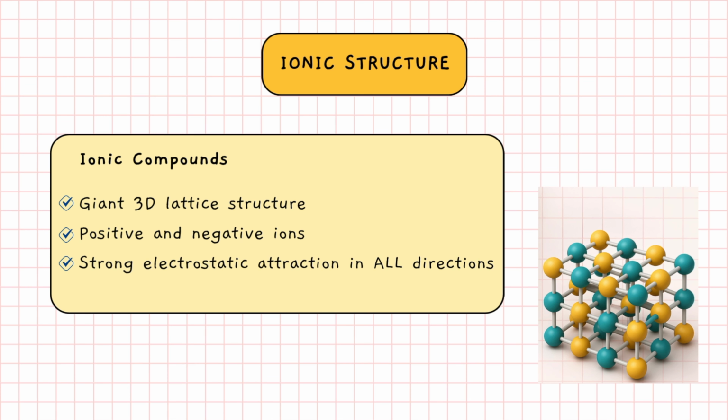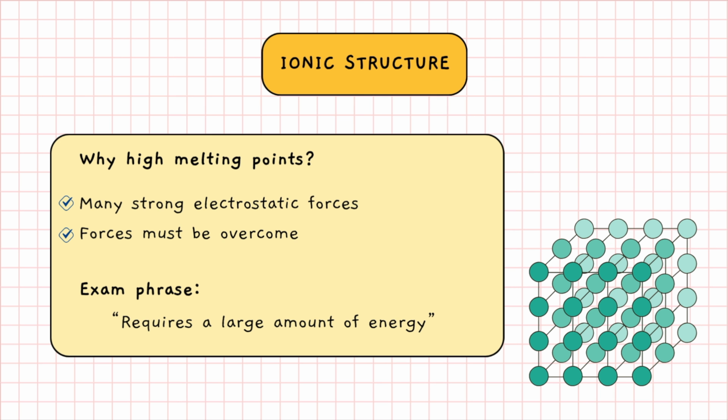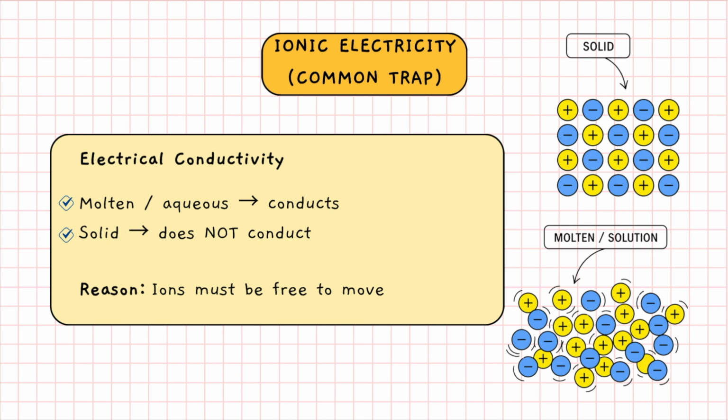Ionic compounds form a giant lattice structure. This is a repeating 3D arrangement of positive and negative ions, held together by strong electrostatic attraction in all directions. This is exactly how you should explain high melting points. There are many strong electrostatic forces between ions, and a large amount of energy is required to overcome them. That phrasing gets marks.